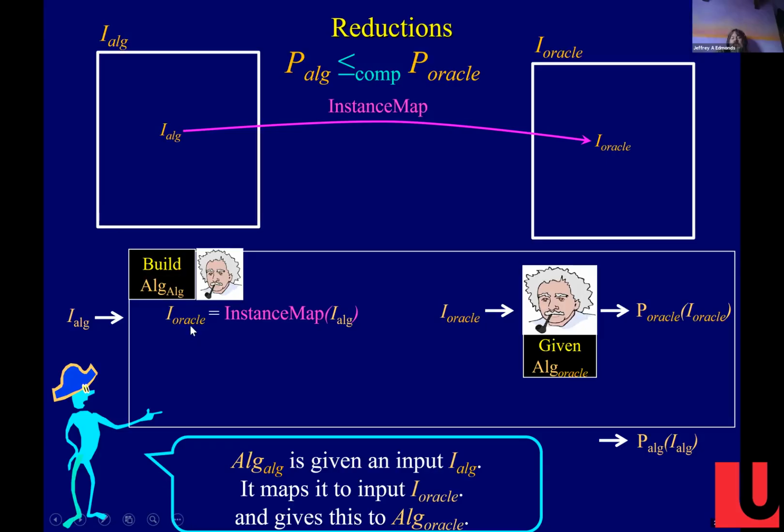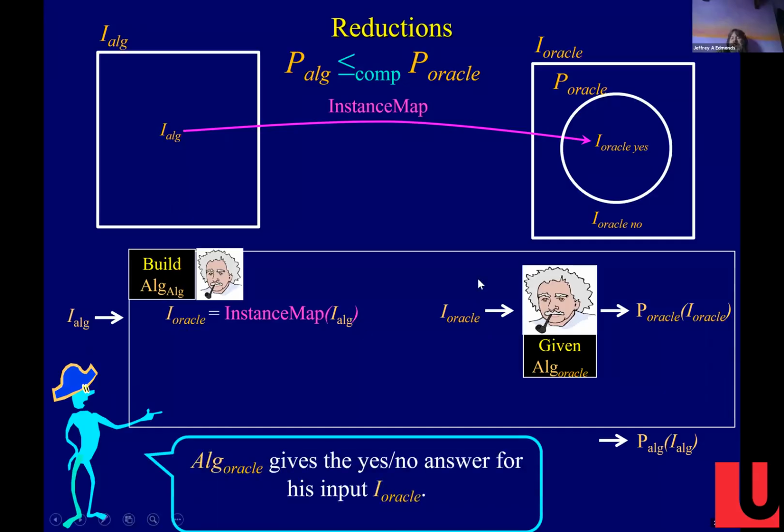And what do I do with this input? Now I'm given an input to the oracle problem. Clearly, I give it to the oracle. And what does the oracle do? It says yes or no. I give the input to the oracle, and the oracle tells me yes or no. And what do I answer? I give the same answer. If the oracle says yes, I say yes. If the oracle says no, I say no.